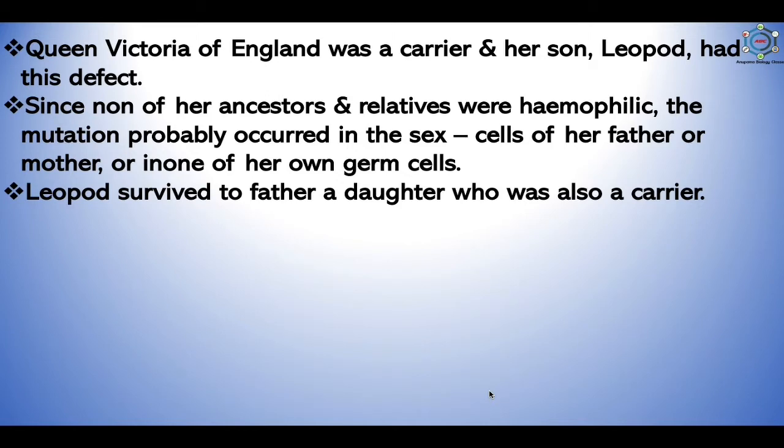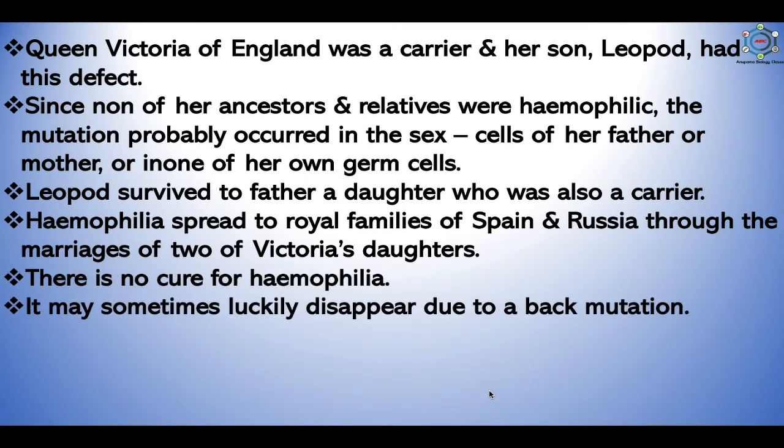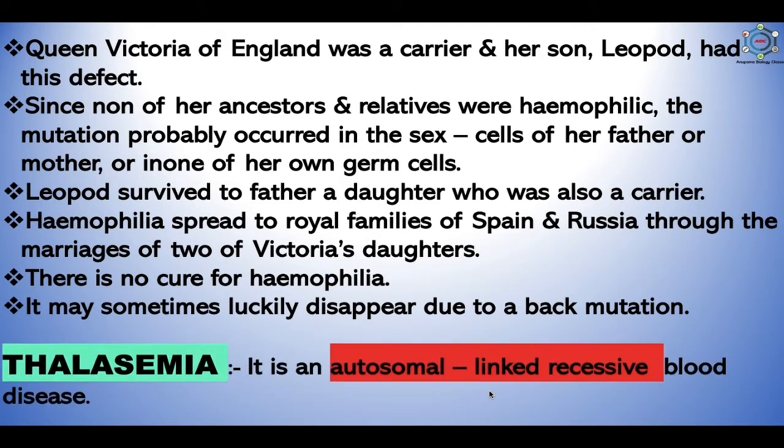Leopold survived to father a daughter who was also a carrier. Hemophilia spread to the royal families of Spain and Russia through the marriages of two of Victoria's daughters. There is no cure for hemophilia and it may sometimes luckily disappear due to back mutation.